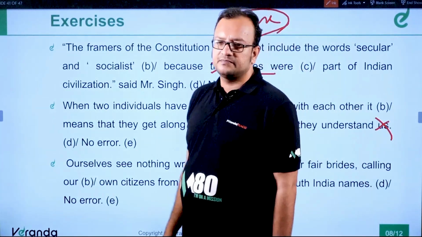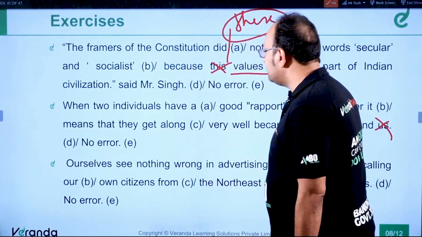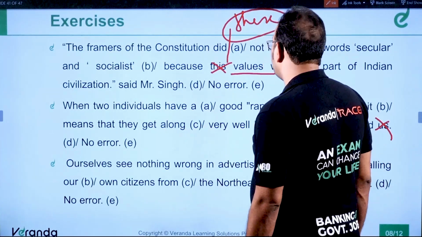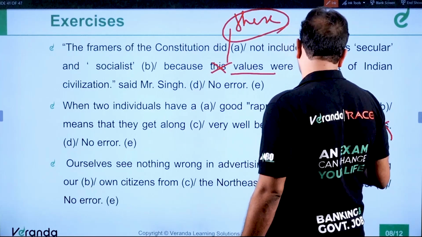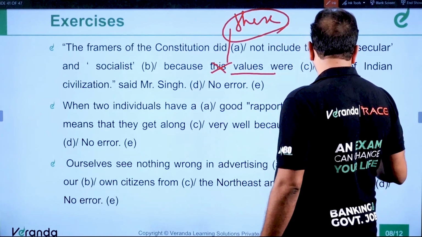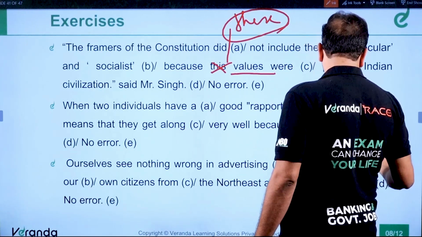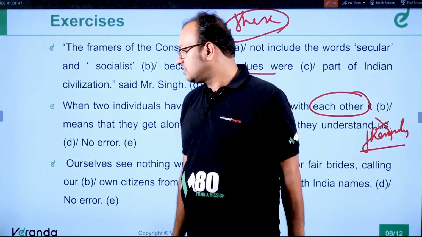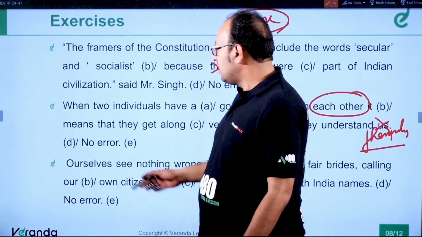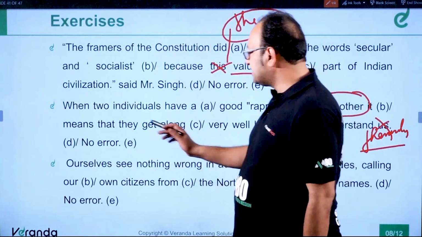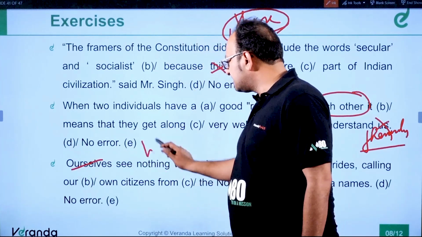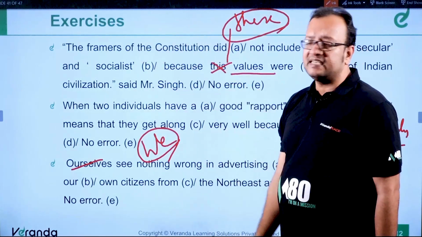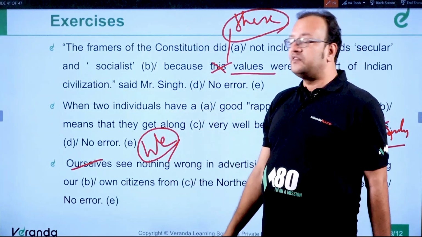When two individuals have a good rapport with each other, it means that they get along very well because they understand us. Us shouldn't be correct. They understand each other. Either we can use each other or we can use themselves. Themselves is also correct, each other is also correct. They understand themselves. Fine. Ourselves see nothing. We see nothing is the correct use. We see nothing because it starts the sentence, the subject of the verb, so it should be we.